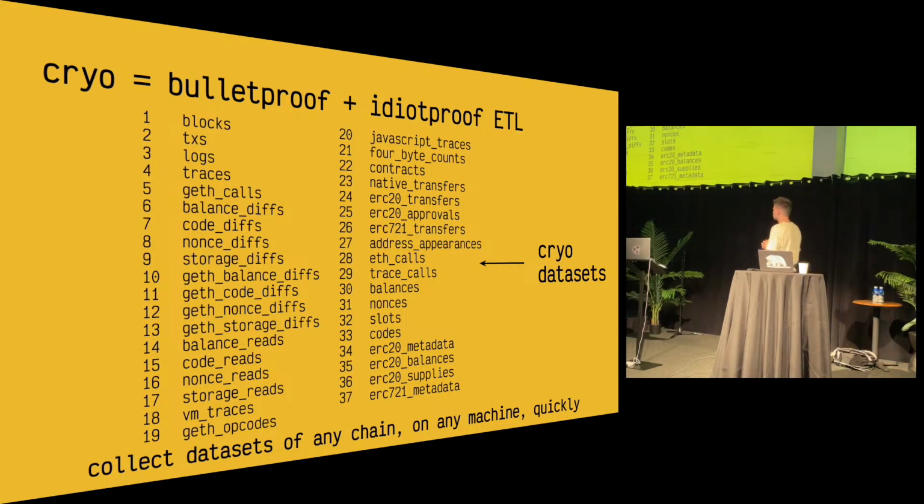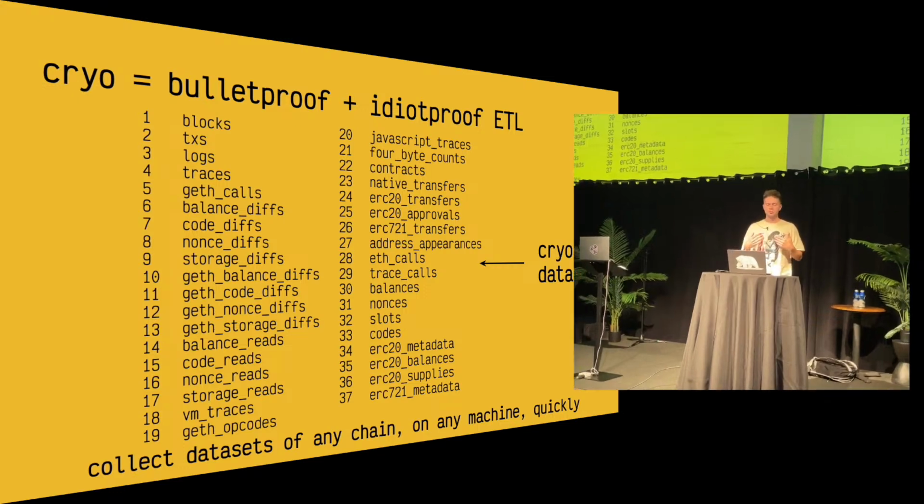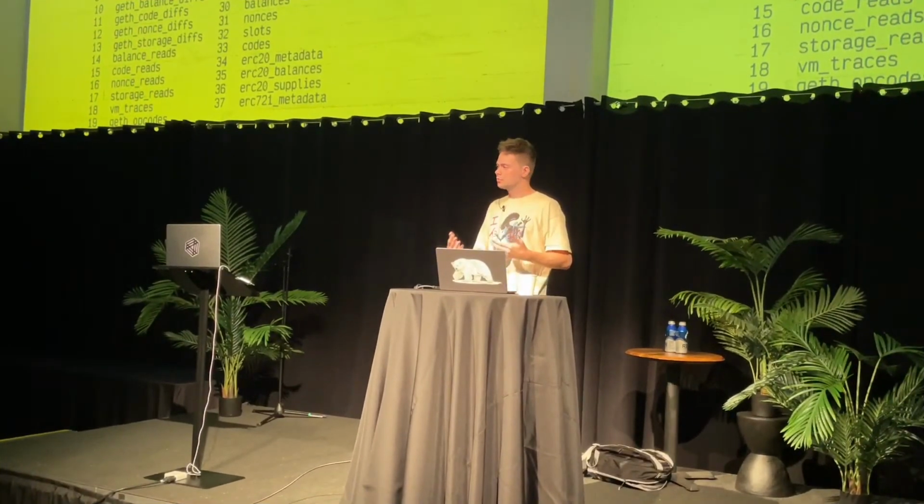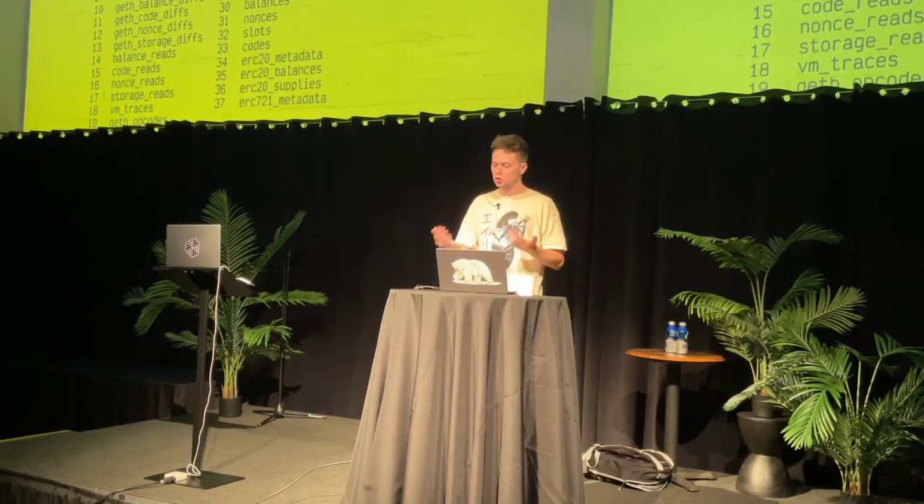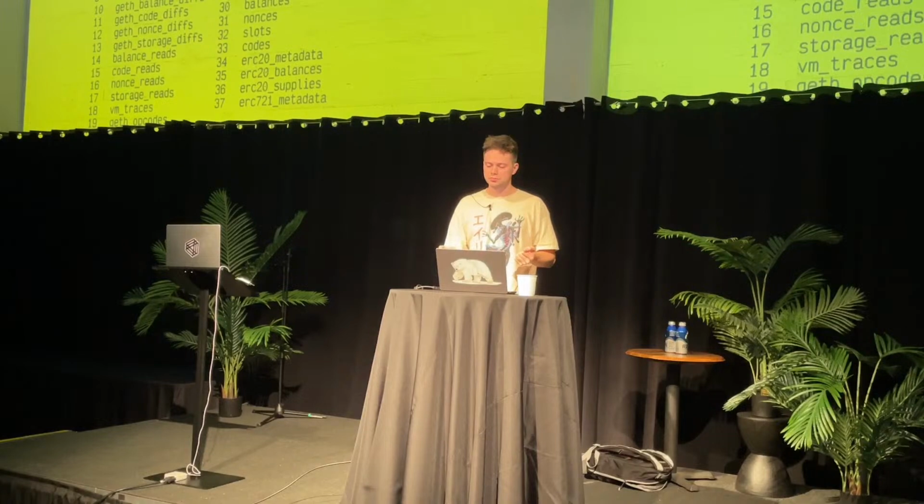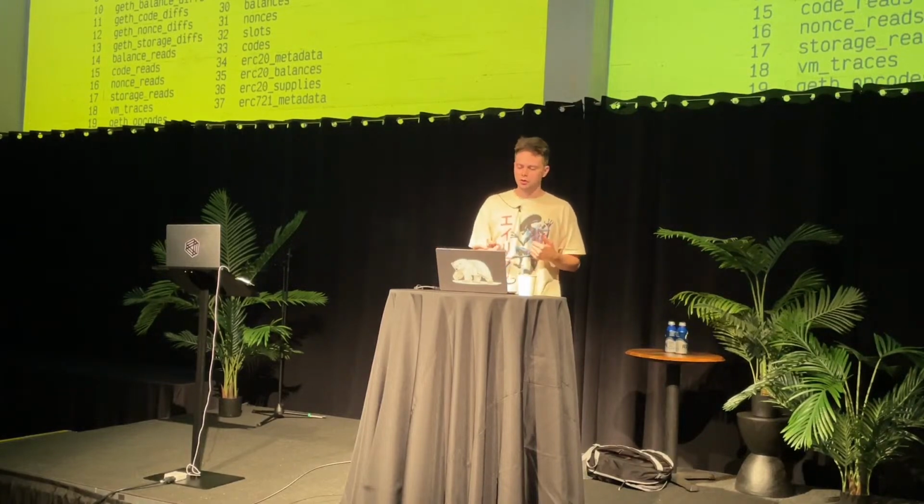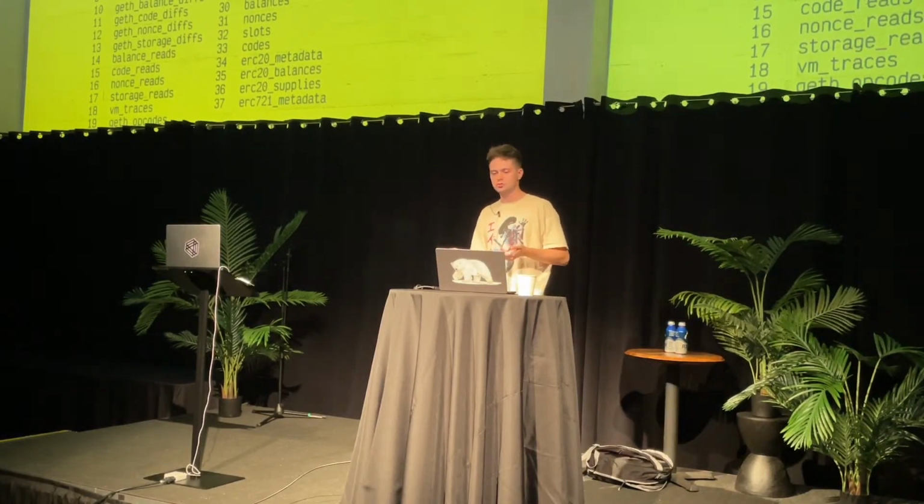CRI-O also uses a lot of tricks to make this process fast. And this actually enables a new style of workflow where you can perform all of the data collection and analysis for an entire chain's history on a local machine using open source tools. It's kind of like having your own private BigQuery instance just running on your laptop.